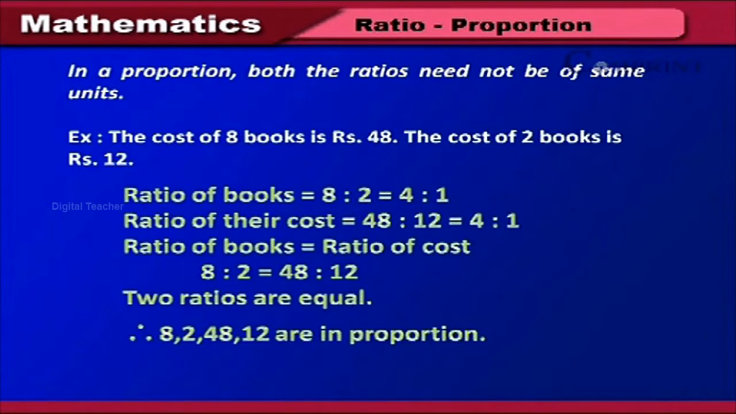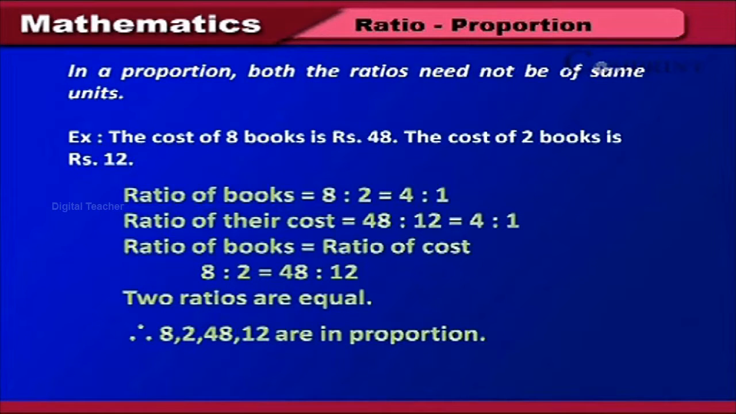Example: the cost of 8 books is rupees 48. The cost of 2 books is rupees 12. Ratio of books is equal to 8 is to 2 is equal to 4 is to 1. Ratio of their cost is equal to 48 is to 12 is equal to 4 is to 1. Ratio of books is equal to ratio of cost.